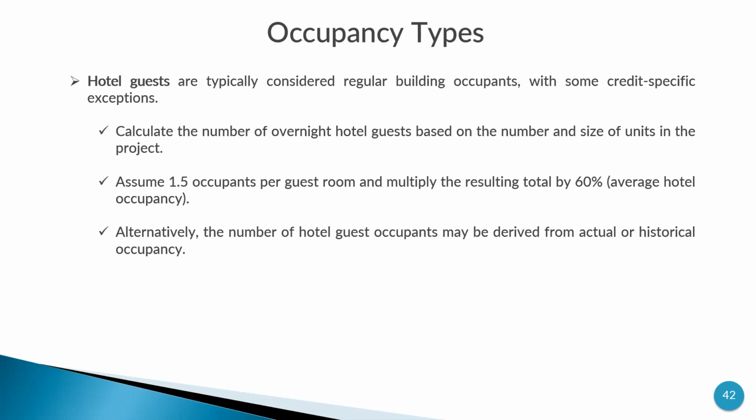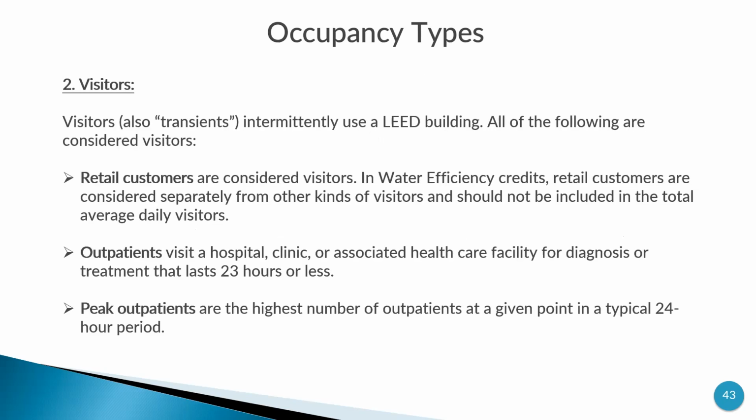Hotel guests are considered regular building occupants with trade-specific exceptions. Calculate the number of overnight hotel guests based on the number and size of units. Assume 1.5 occupants per guest room and multiply the resulting total by 60%. The number of hotel guest occupants may be divided by actual or historical occupancy. This is again hotel guests.